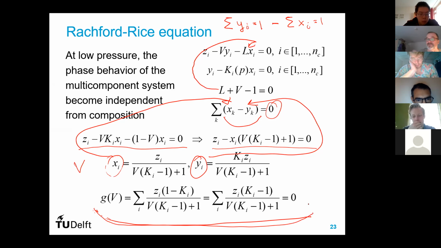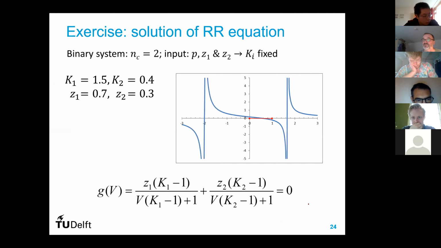And what is the advantage of this equation? There is only one unknown. It's one equation, one unknown. Actually, it's independent from the number of components. In our case, it will be 2 components. Let's say I will pick K1 fixed, K1, K2. Your input is pressure and composition. Based on pressure, you evaluate K values. And this is my composition.